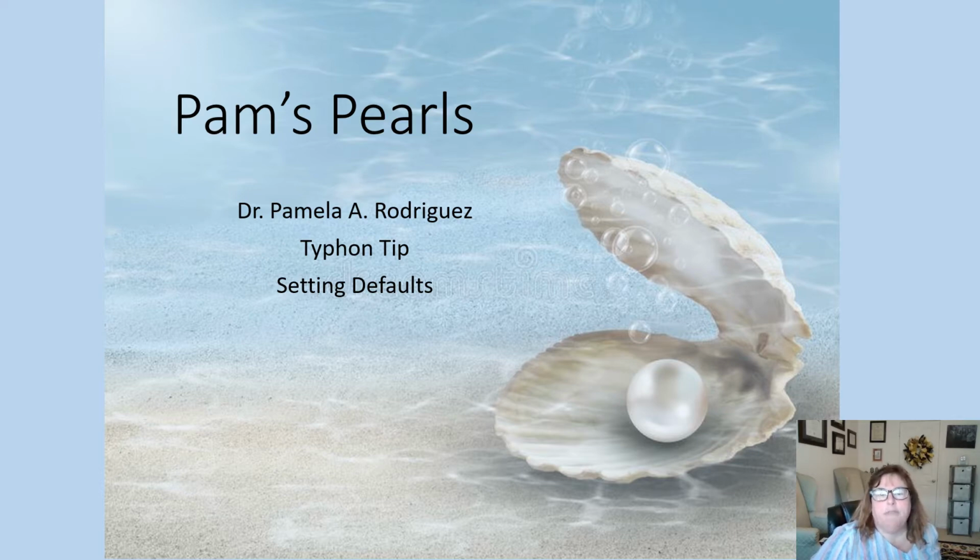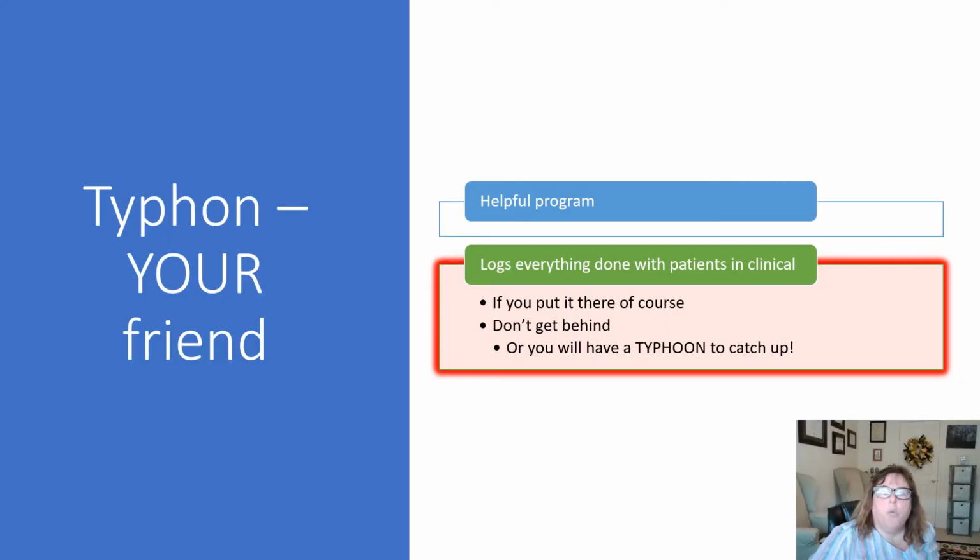This pearl is a Typhon tip on setting up defaults. So, what is Typhon? Well, it's your friend and it rhymes with hyphen. It's a program that we use for MSN and DNP nurse practitioner students in their clinical portion of the program. Typhon records all of your patient information that you enter into a database, and that can be shared with your clinical instructor and stores it into a very powerful database that we can manipulate the data into reports and check our progress through our clinical experience through the program.